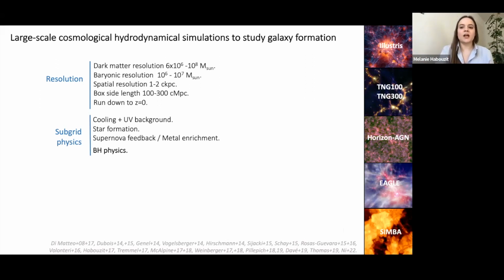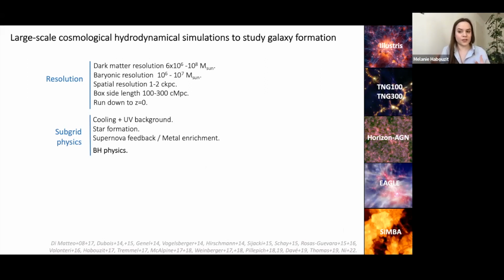The spatial resolution of the simulations is about 1 kiloparsec, and the size of the simulations is between 100 comoving megaparsec and 300 comoving megaparsec. So really fairly large volumes of the universe, and they were run from high redshift all the way down to the local universe at redshift 0.